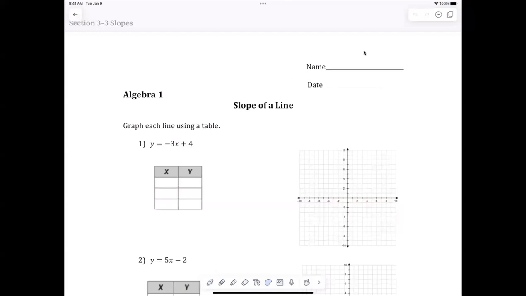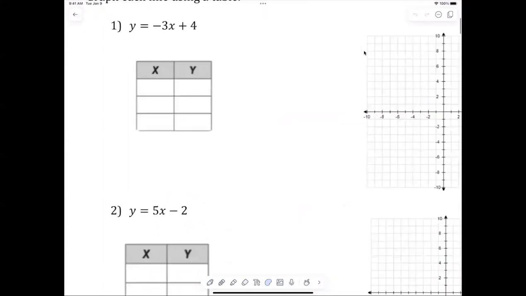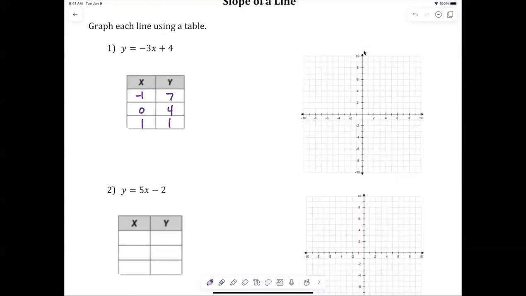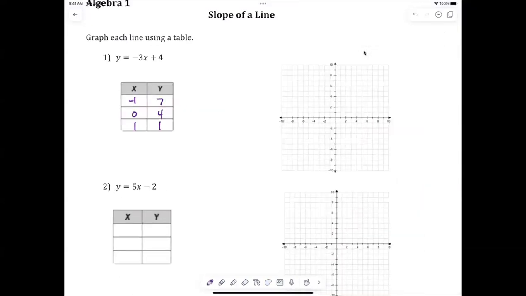Hopefully that's working. Now, for today, you should have been able to plug these in relatively easy. So for the first X values, you're going to plug in what? All right, -1, 0, 1. And when you plug -1 in, you get what? When you plug 0 in, and when you plug 1 in, anybody have a problem with that? Now we plot those points. -1 and 7, 0, 4, 1, 1. And that should make a line. All right, anybody have any questions with that?